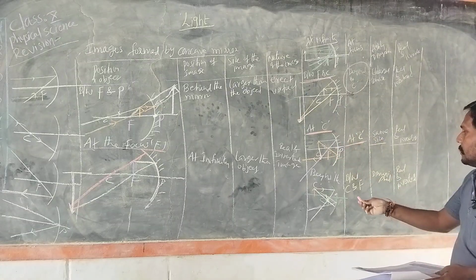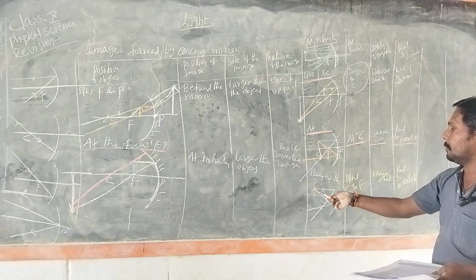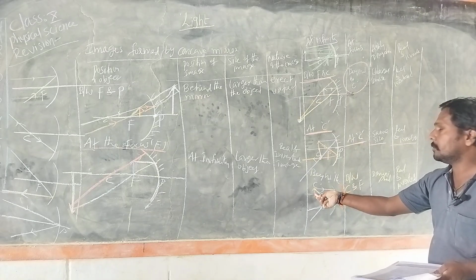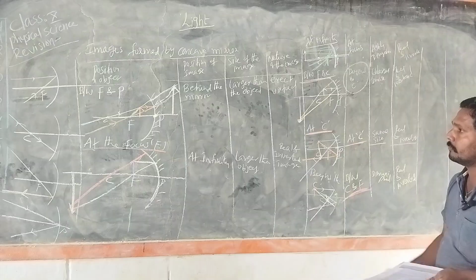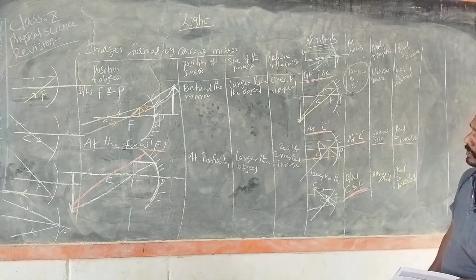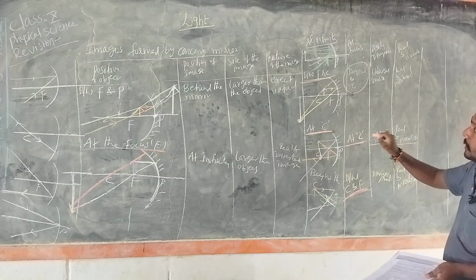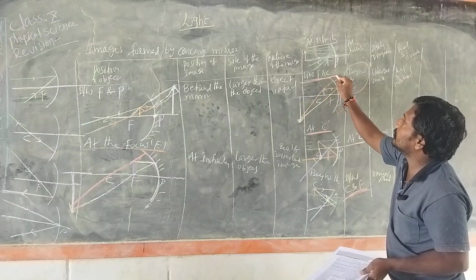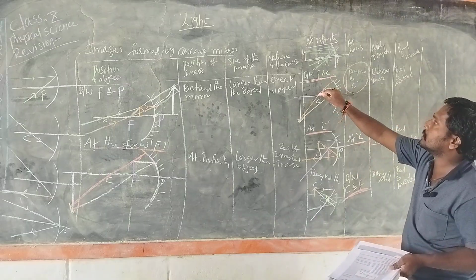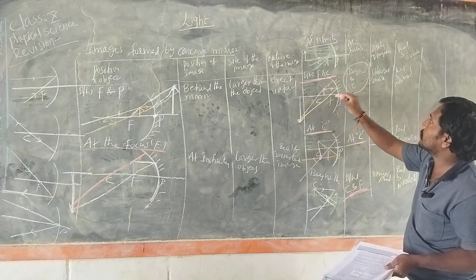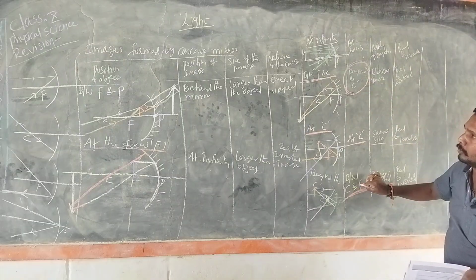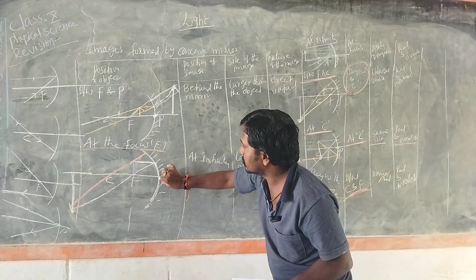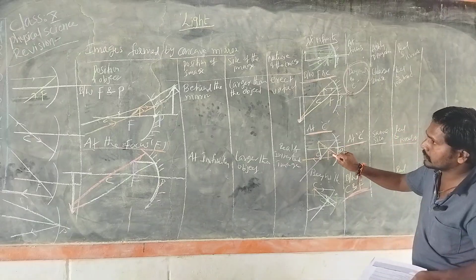Next, behind C, where is the image formed? Between center of curvature and focus. If the object is placed between F and C, focus and center of curvature, the image is formed behind C. These two are opposite. This is a special case.